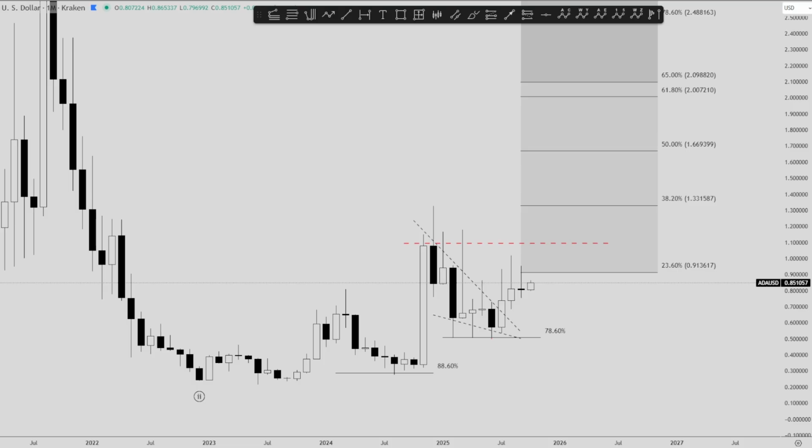As always, let's start here on the monthly chart. This September month could not close above this resistance. We are already fighting for months here now. The 23.6 Fibonacci retracement at 91 cents. It was actually the third month in a row where we couldn't accomplish to close higher time frame candles above this resistance. But that's not a problem, right?